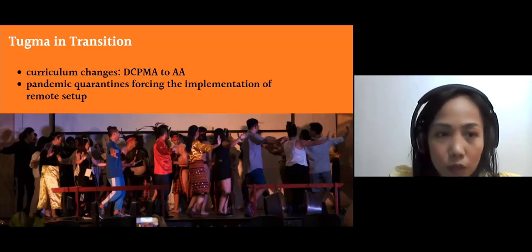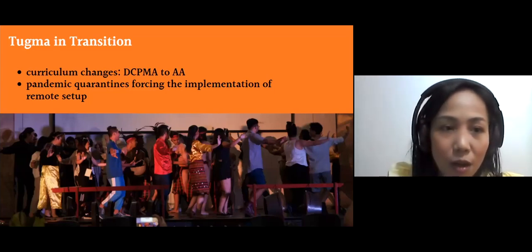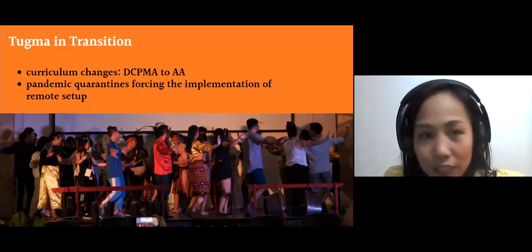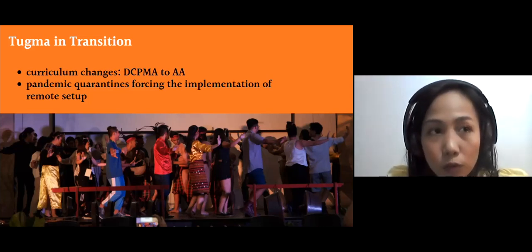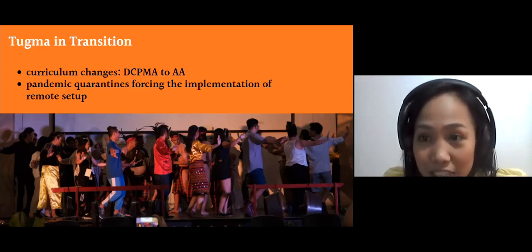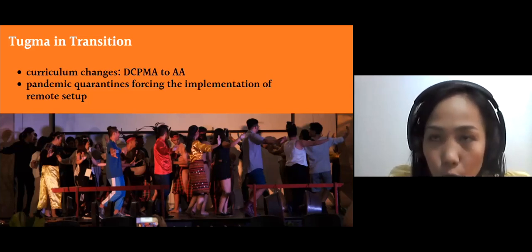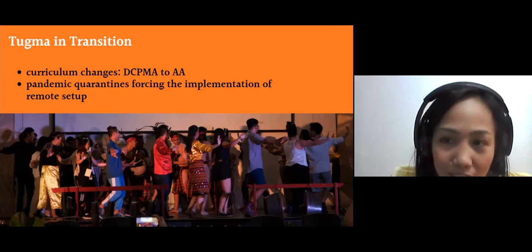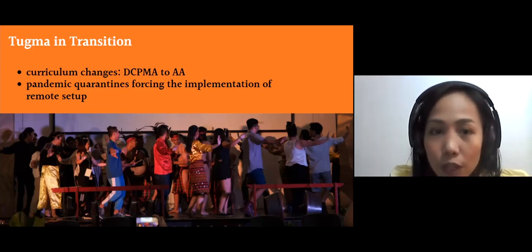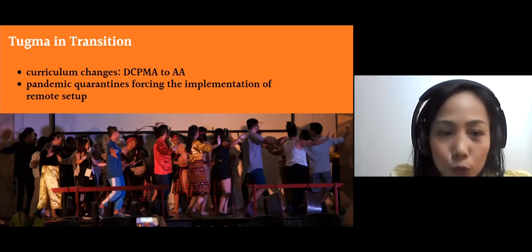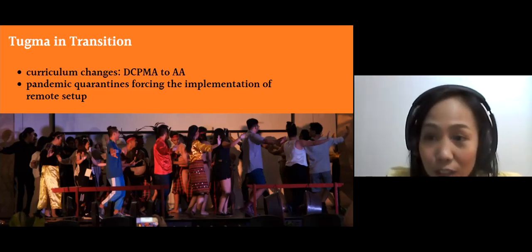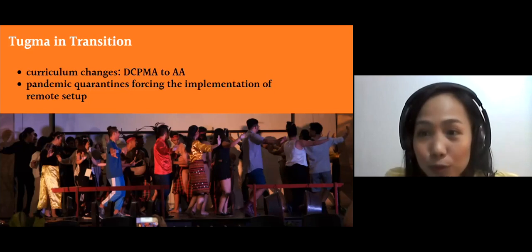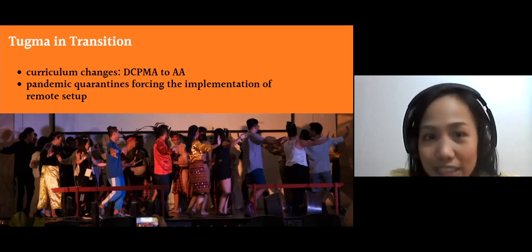Okay. So before the pandemic broke, there was already a change in the Department of Asian Music or the Asian Music Program. The DCPMA Asian Music Program was abolished, and the DCPMA initially required students to accomplish 2 Asian music recitals. So that's another venue for Tugma to perform or to create music, arrange music from traditional to fusion or new makeup of Asian music aesthetics.